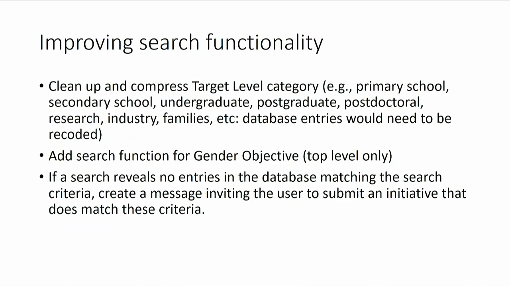The target level category is very messy because we just imported text from the websites that we found. So there's a very long list of target level categories that all overlap, well, many of them overlap with each other. That is not helpful. Well, it's ridiculous to try to search on that. So someone needs to go back and clean up and compress those categories and come up with something that gives a small number of mutually exclusive categories that can be searched on. And of course that means that all the entries in the database then need to be gone through again, all 67 of them, and recoded.